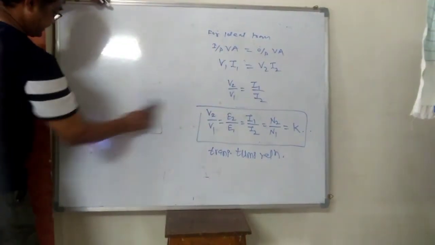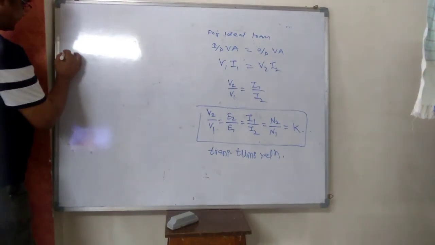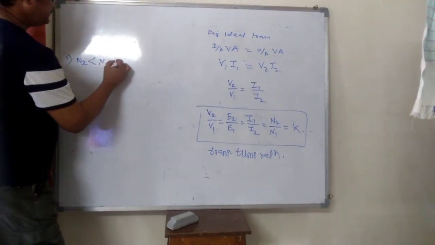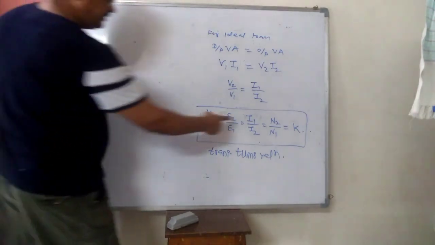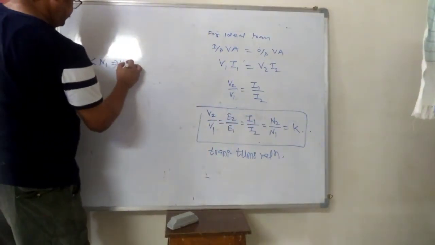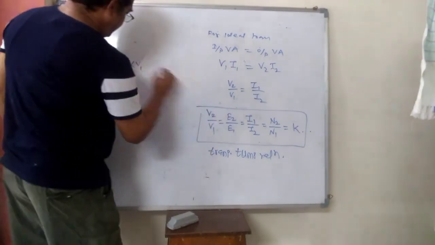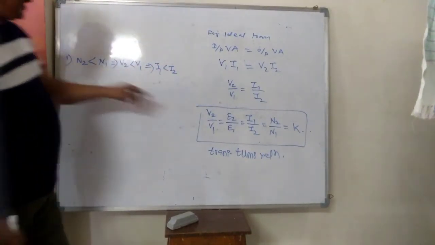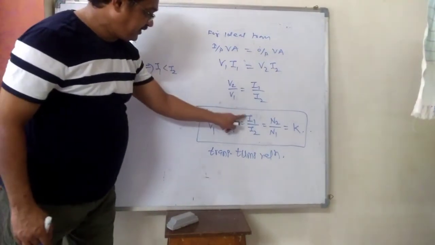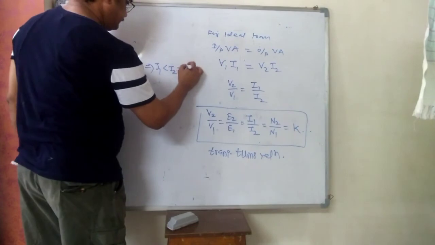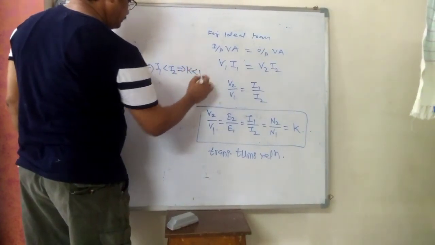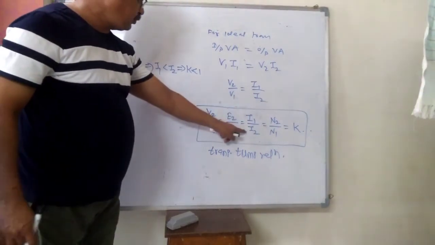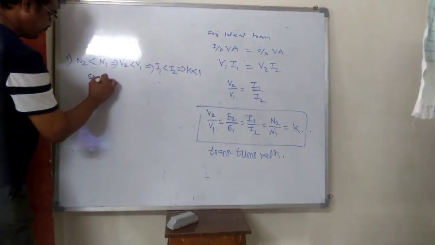Right? So we will study three cases. First case, number of turns N2 on secondary is less than primary. If N2 is less than N1, then V2 will be less than V1, then I1 will be less than I2, and K is less than 1. This is known as step down transformer.